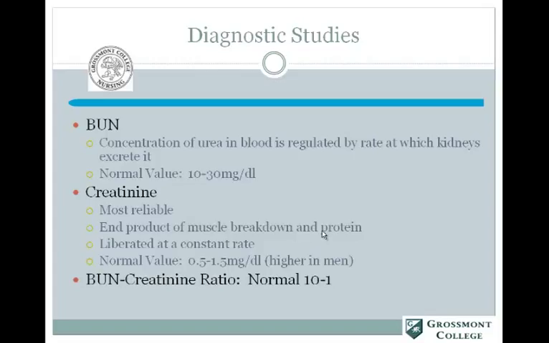And creatinine is the end product of muscle breakdown, so that's also going to tell you how well your kidneys are working. The BUN to creatinine ratio, normal should be like 10 to 1. Don't get excited if it's 11 to 1 or something like that. In a normal person, it's going to be around that ratio. When it's going to be out of whack, it's going to be way out of whack. Like it might be 10 to 4 or something like that. So use some common sense when you're interpreting labs.